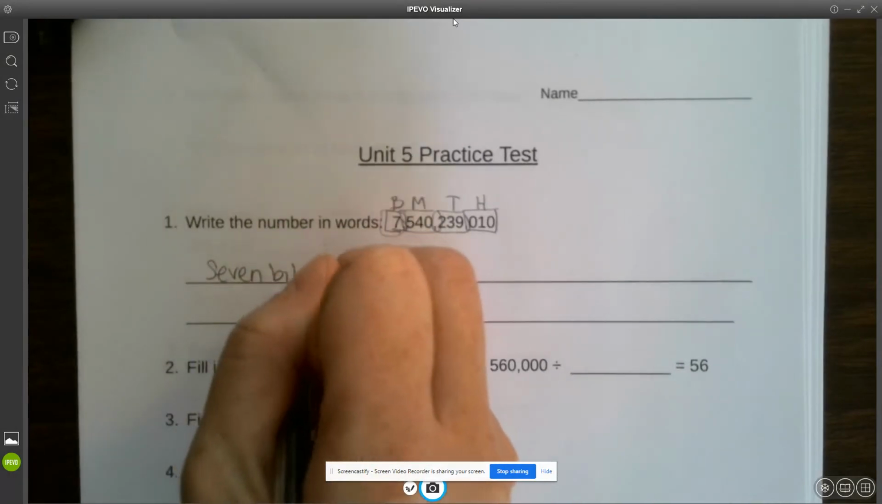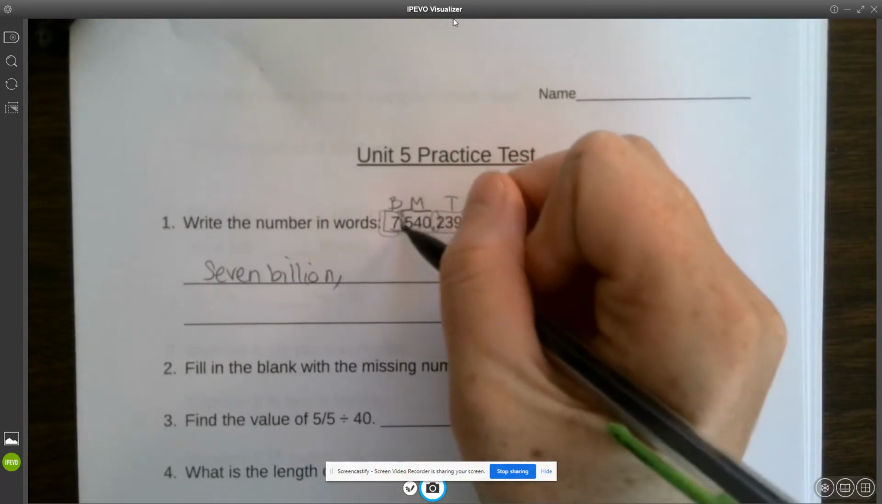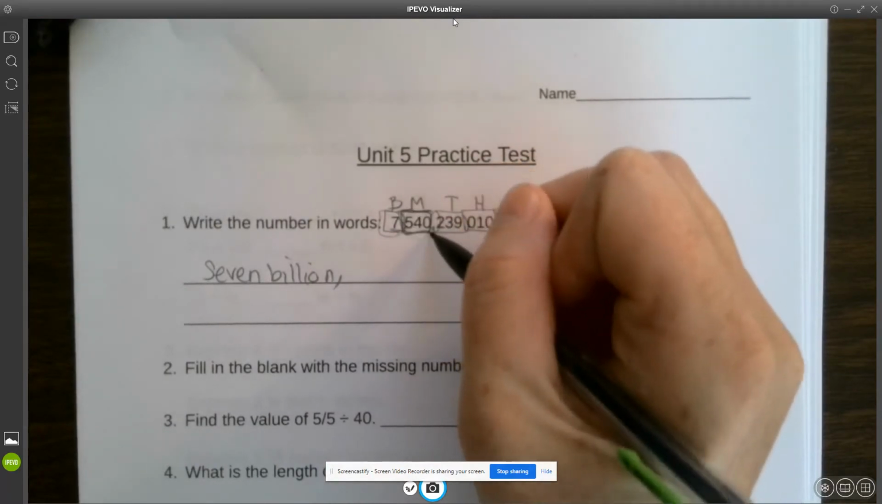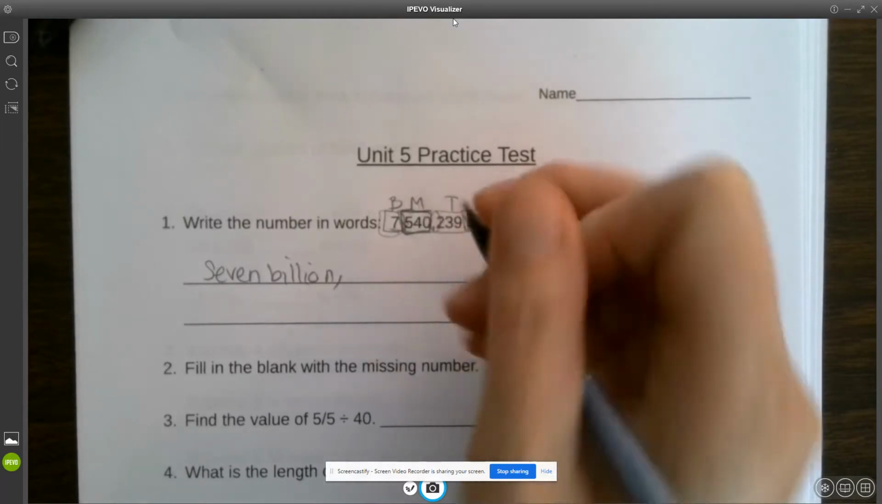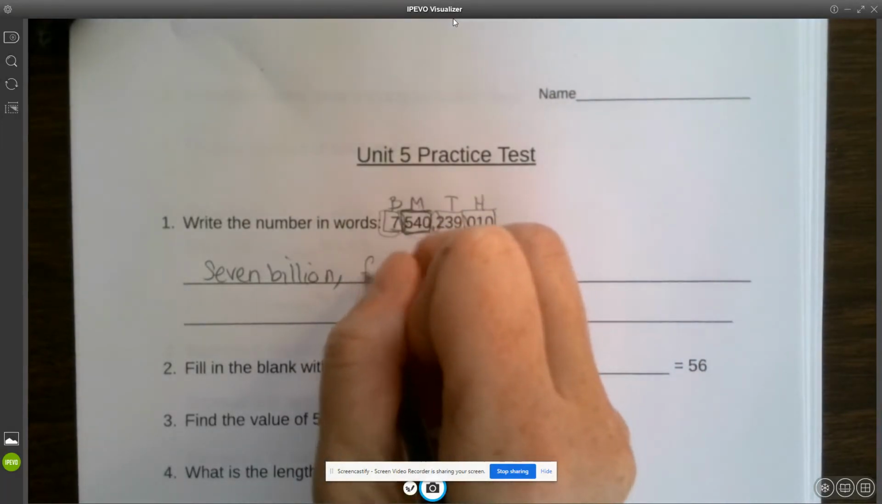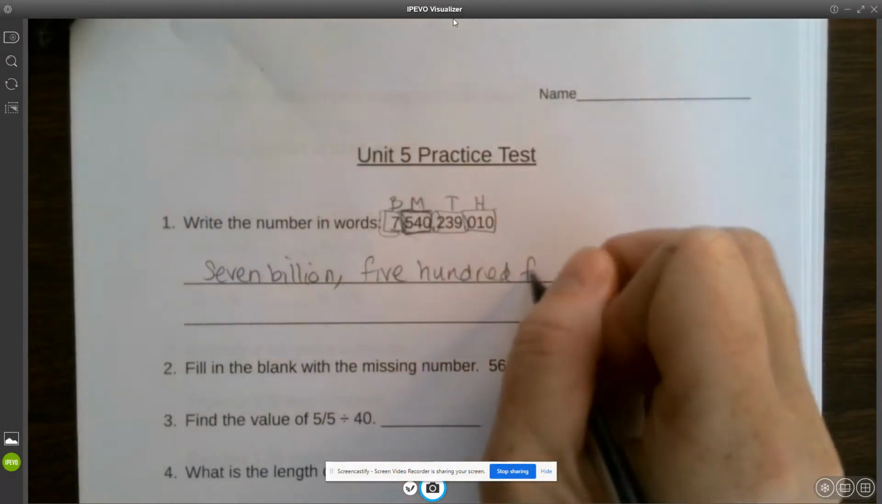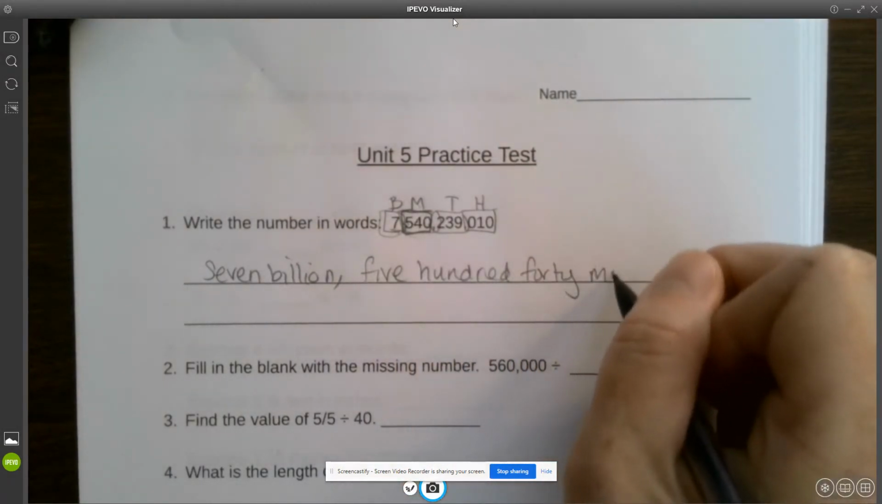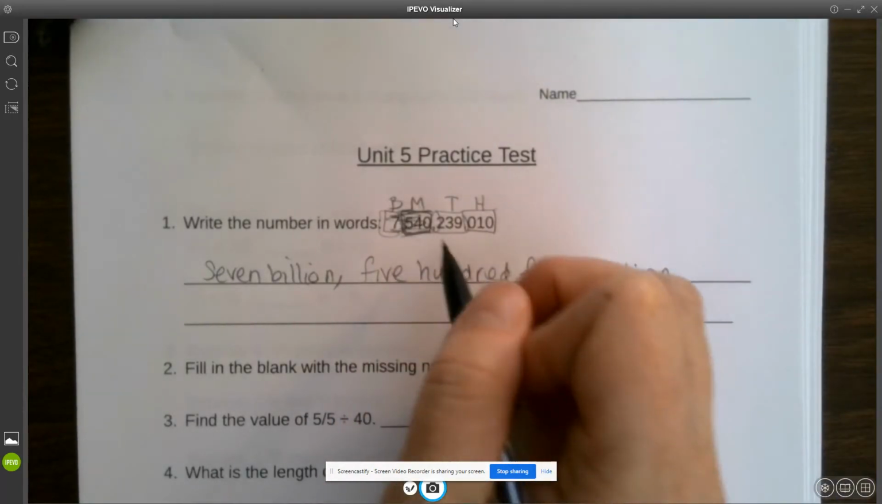I'm going to write fast here, put my comma. Now I'm just looking at this 3-digit number right here. We would say 540, and then we put million. So 540 million. Most of you are good with this. And then I'm going to go on to my next section.